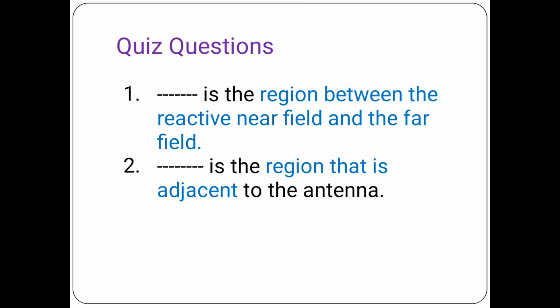Two quiz questions. Dash is the region between nearer field region and far field region. Dash is the region that is adjacent to the antenna. In both cases, we want to know what the nearer field region and far field region are, and how they are applicable to an antenna or in an antenna system.